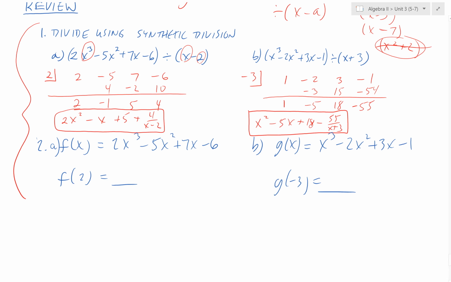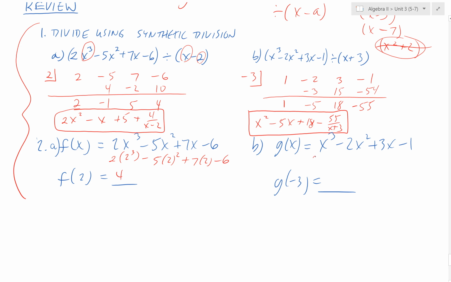All right. For problem number 2, I just expect you to plug in 2 in place of all the x's, so that would be 2 times 2 cubed minus 5 times 2 squared plus 7 times 2 minus 6. When you do that with a calculator, what do you get? 4. Okay?